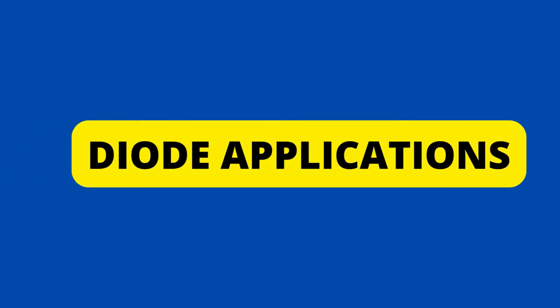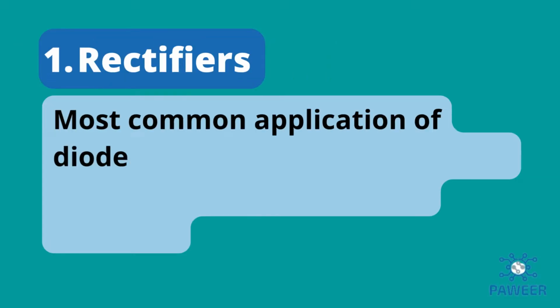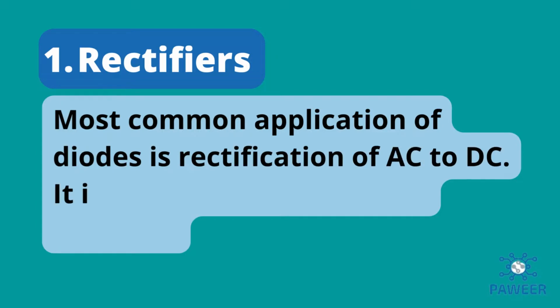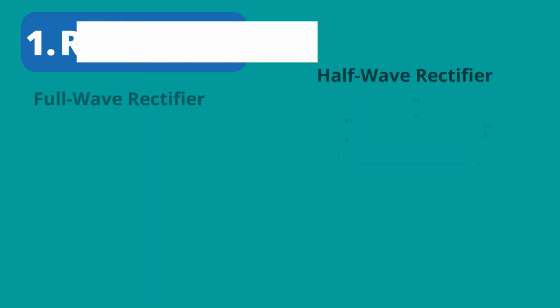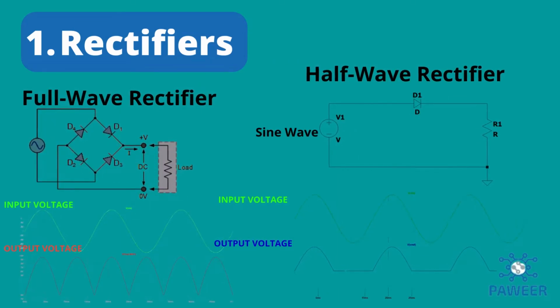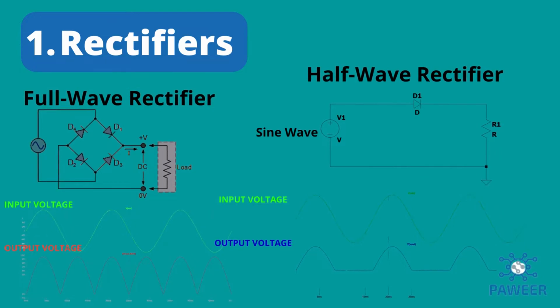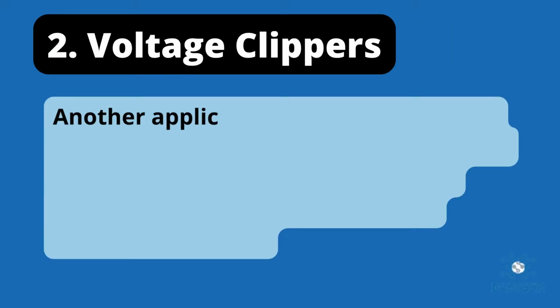Okay, so let's move on to diode applications. Number 1 is diode as rectifiers. The most common application of diodes is rectification of AC to DC. It is used in all AC-DC power supplies. The most common rectifiers are half-wave and full-wave rectifiers. As shown on the screen are examples of half-wave and full-wave rectifiers.